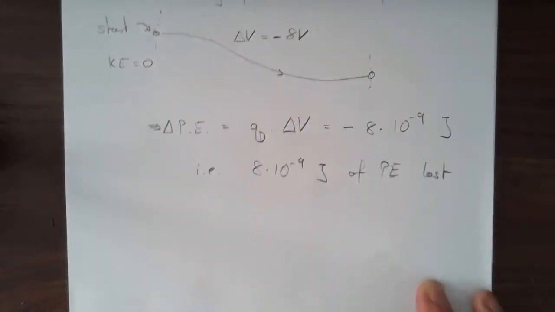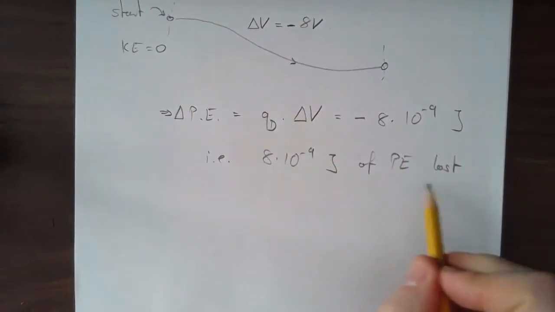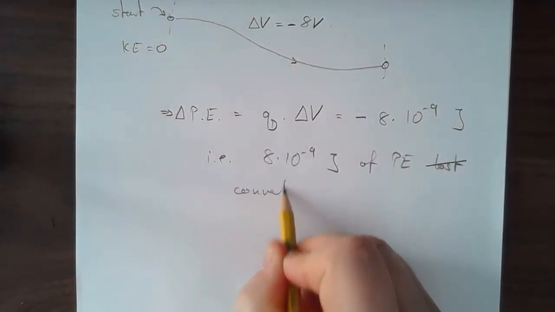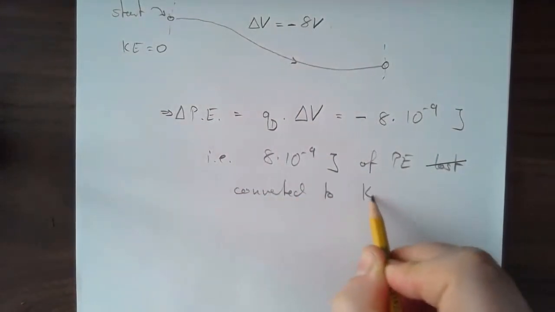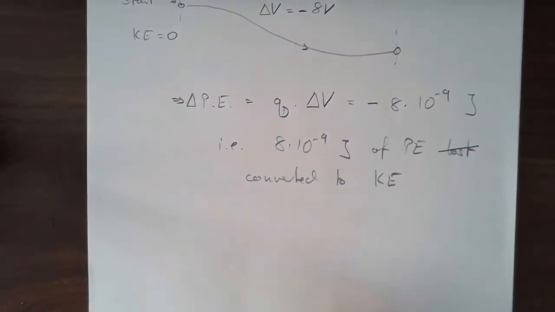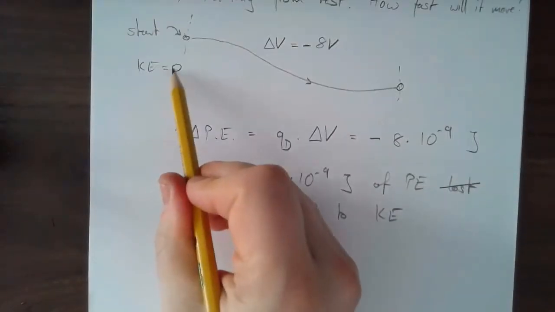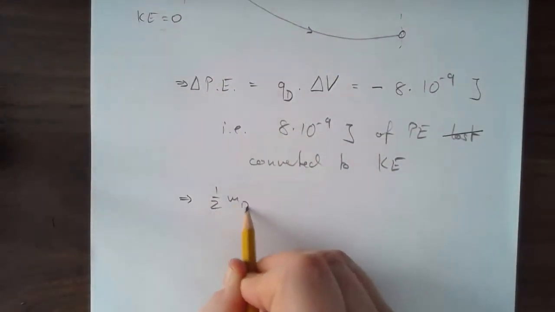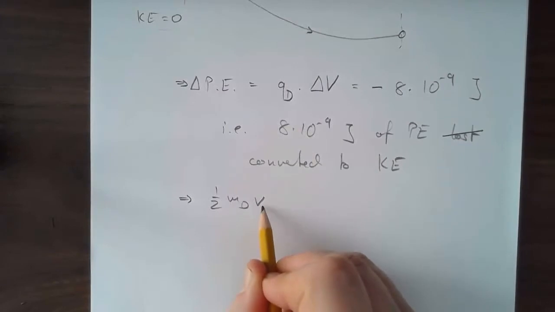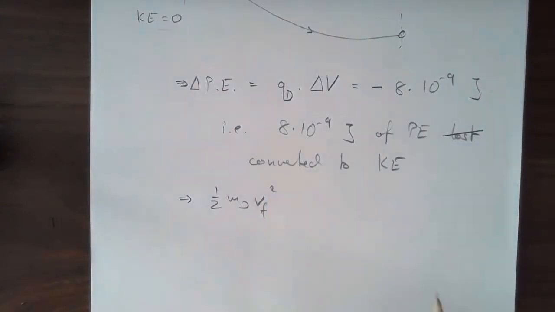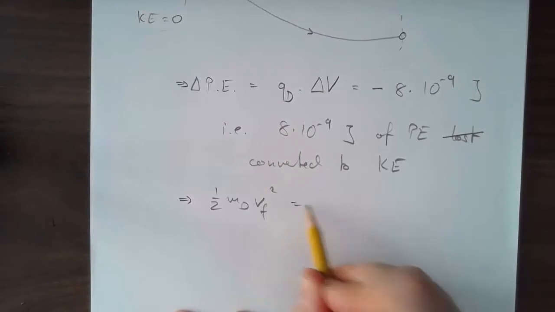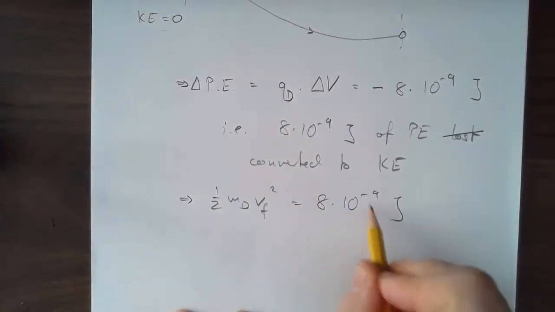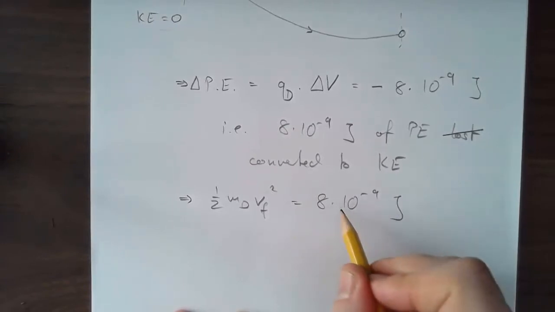Well, they haven't been lost to nothing, right? Lost meaning they have been converted to kinetic energy. So what do I have? Since I have initially 0 kinetic energy, I have 1/2 m dust v final squared, for final, that is equal to 8 times 10 to the minus 9 joules. Because we lost that much potential energy, so we've gained that much.